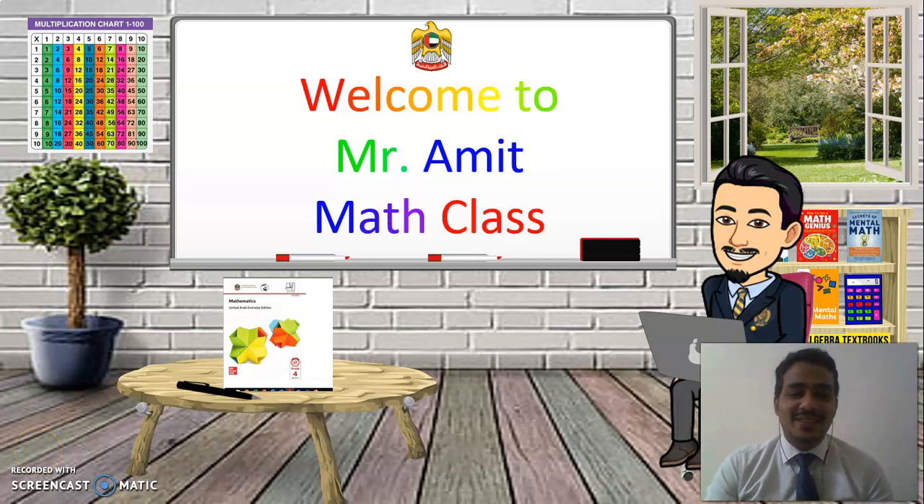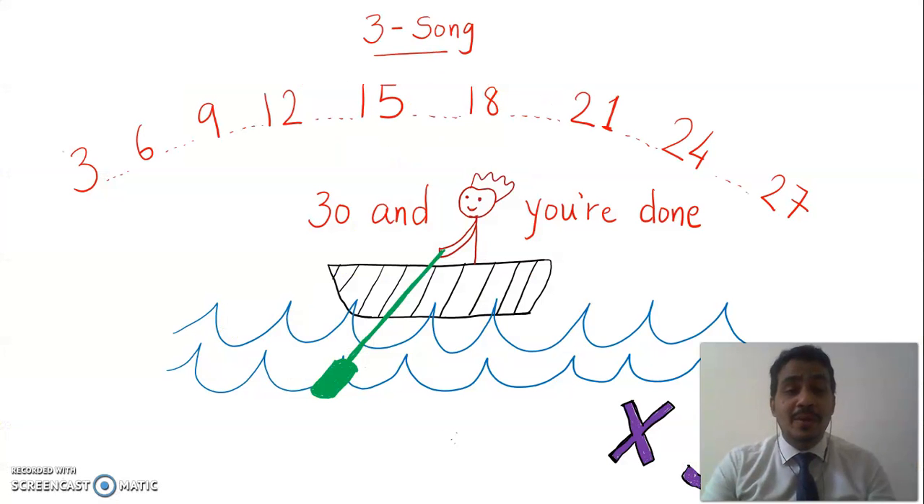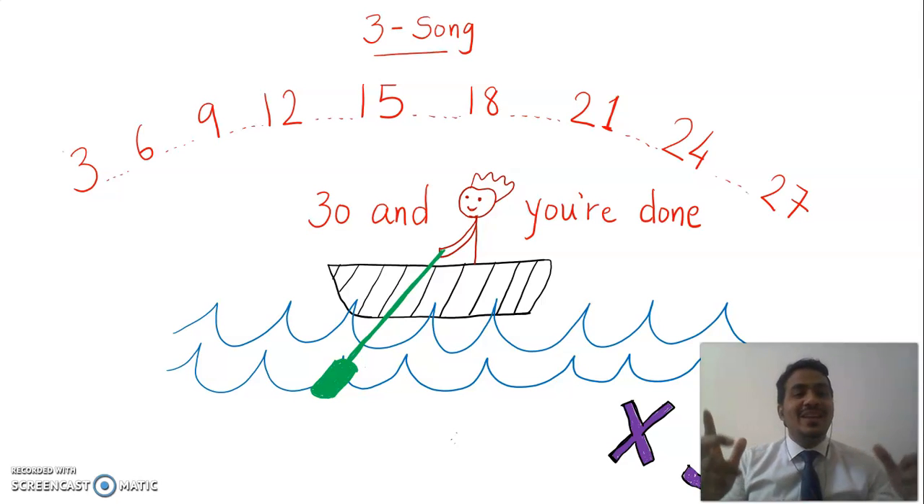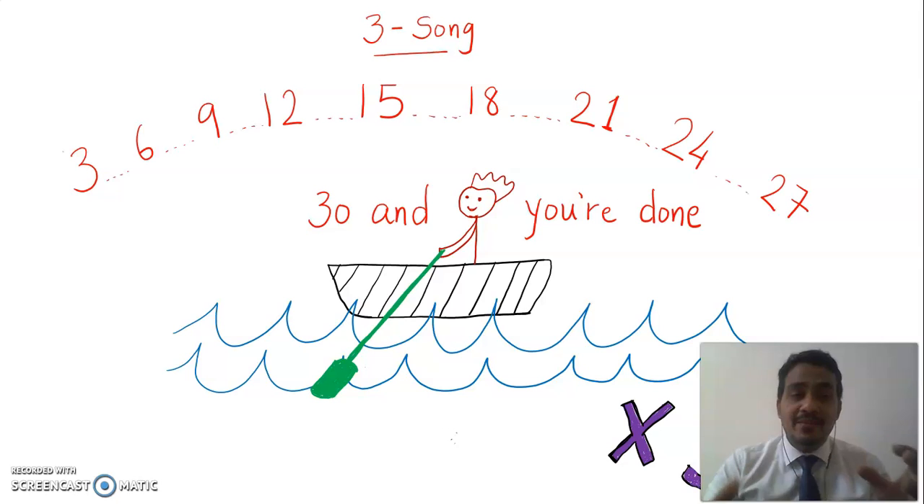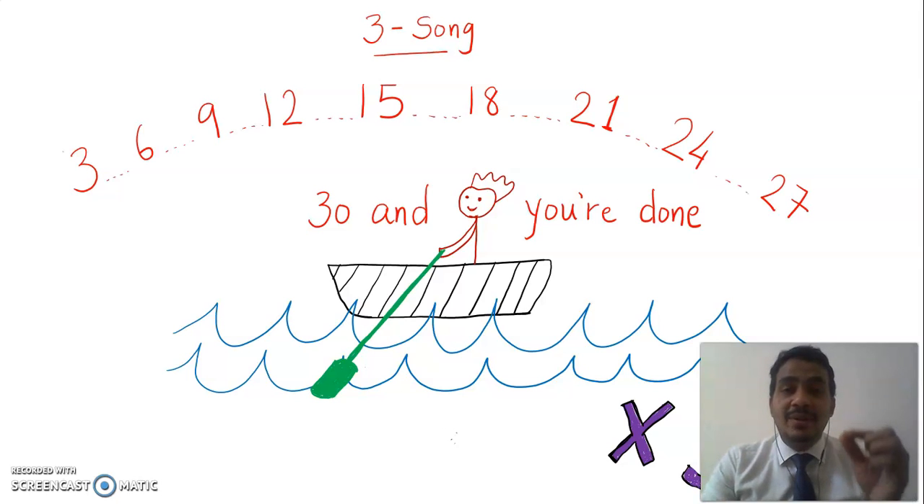Amit's maths class. Today we learned a nice poem to remember the table for 3. The poem goes like this. As you all know, row, row, row the boat gently down the stream. Merrily, merrily, merrily, merrily, life is but a dream. In the same way, we can remember the table of 3 like this.